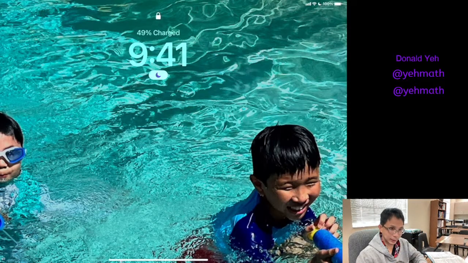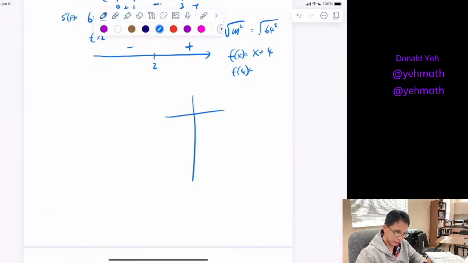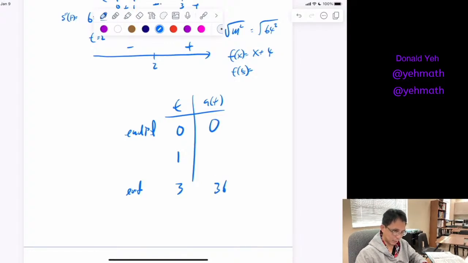So technically, for this one, you should plug in all the outputs. T and A of T, you should plug in 0, 1, and 3. These are the endpoints. And this one you get 0, this one you get 36, and this one you get -3. But 36 is the maximum, because 1 is where the derivative equals 0. Next question.